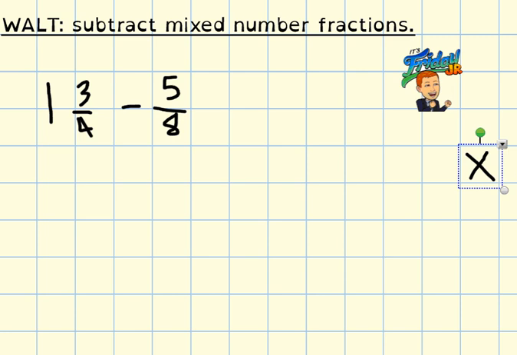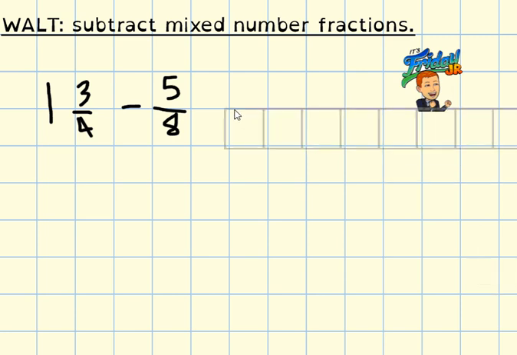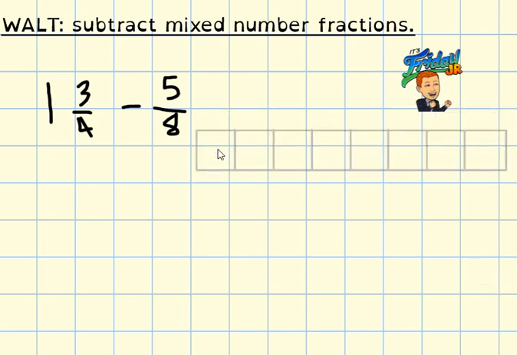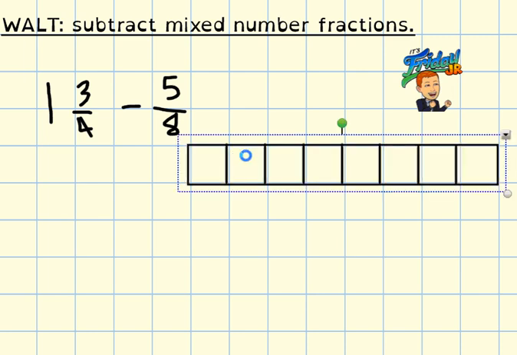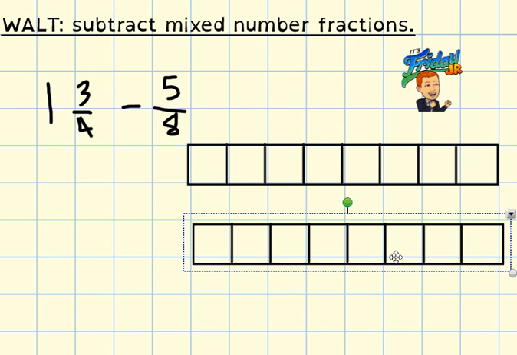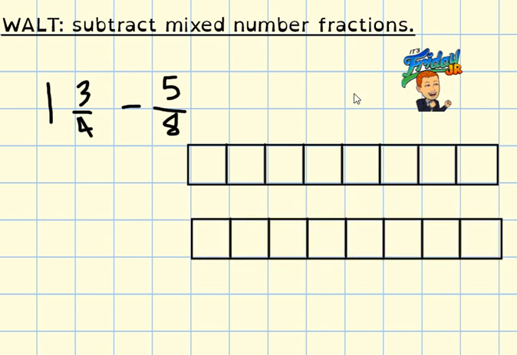So again, we're going to have a look at the same method as what we've just done with a different question. So again, follow the 4 simple steps. Step number 1, convert the mixed number fraction into a non-unit fraction. 1 times 4 is 4, add on my 3 is 7. 7 quarters, subtract 5/8.